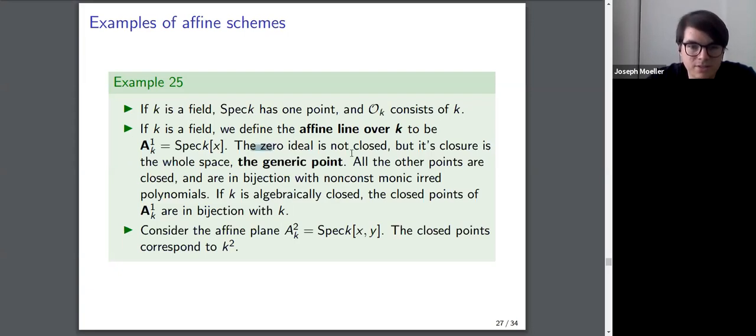So the zero ideal is not a closed point in the topology that I was talking about earlier. But when you take its closure, you get the entire space. So this point in Spec of K[x] is called the generic point. This is something that's super mysterious to me and a little bit spooky if I try to implement a visualization in my head about a point that, if you take the closure of it, you get the entire affine line.